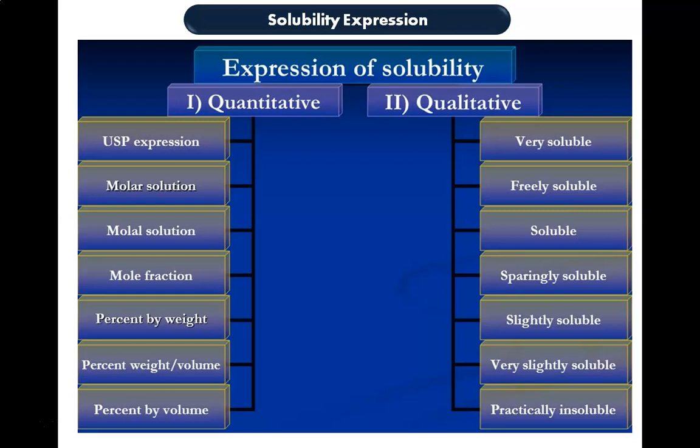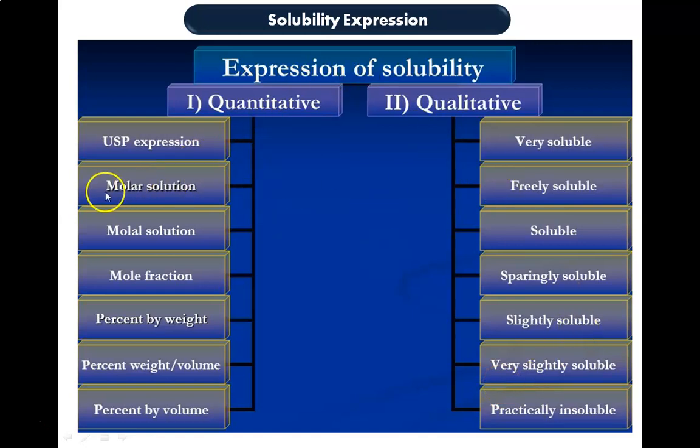Consider 1 part of drug dissolved in 1 part of solvent, this is 1:1. 1 part of drug dissolved in 10 parts of solvent, this is 1:10. Likewise, this is very well explained by the USP. Not only this, the European Pharmacopoeia also lists this. There are 7 categories in USP: very soluble, freely soluble, soluble, sparingly soluble, slightly soluble, very slightly soluble, and practically insoluble. This is given in USP, but it is not given in the European Pharmacopoeia. So these are certain expressions.